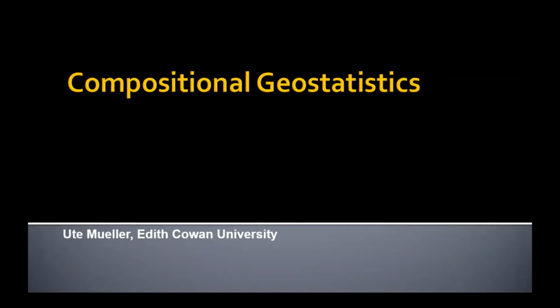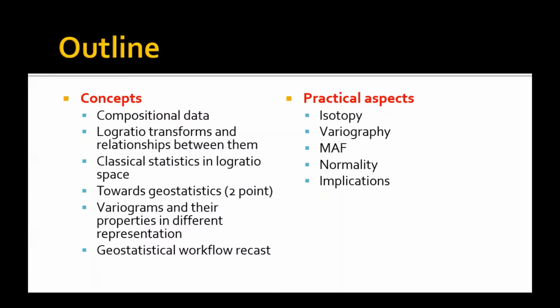And on top of it all, of course, the data are positive. So you've got positive constrained data. And if you then have multiple variables, as you tend to do, you somehow or other need to treat these data as an ensemble, as one entity, rather than treating the variables as separate independent variables. And so hence compositional geostatistics.